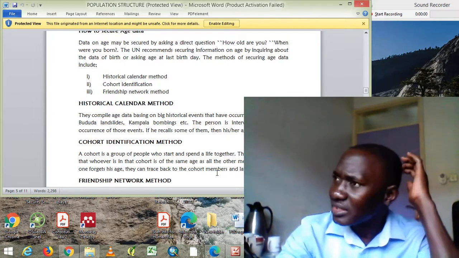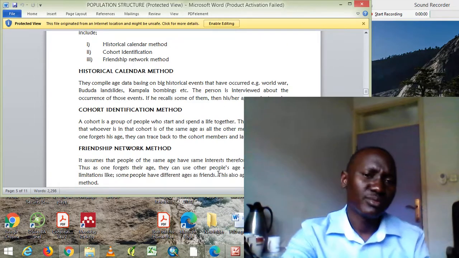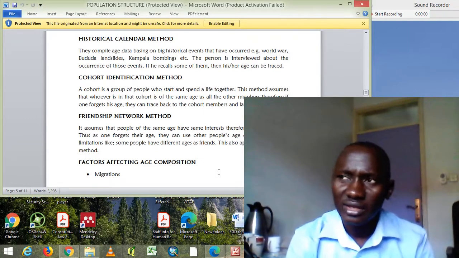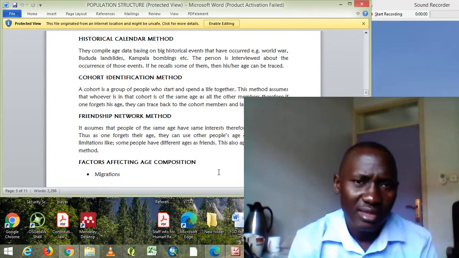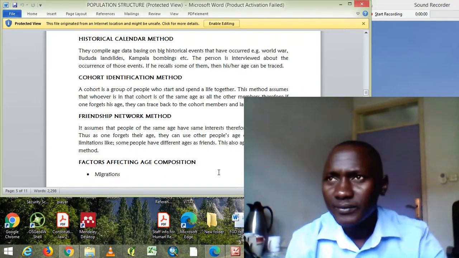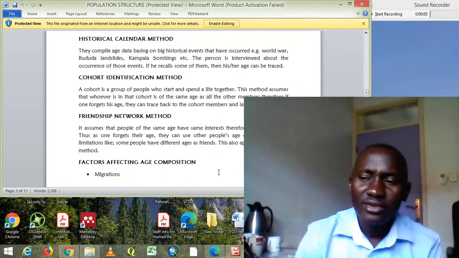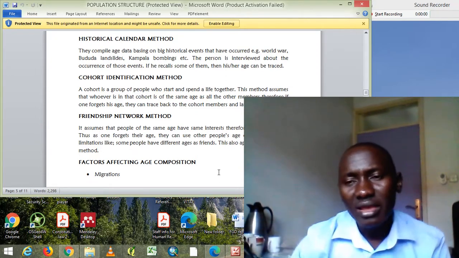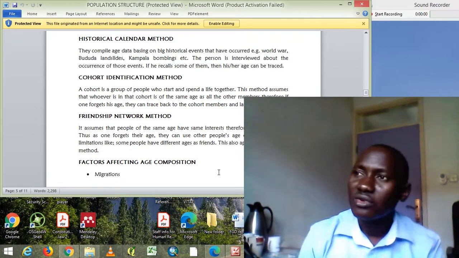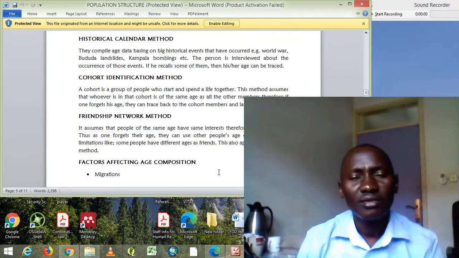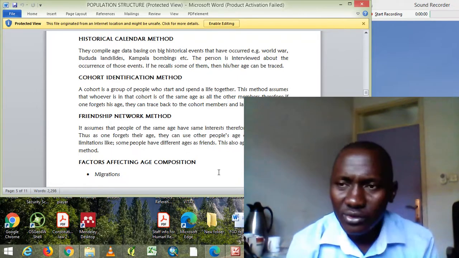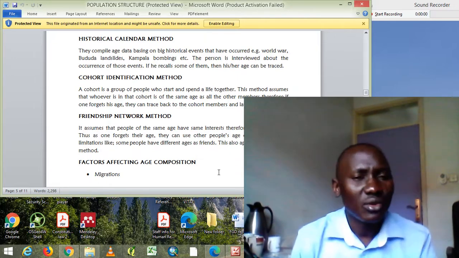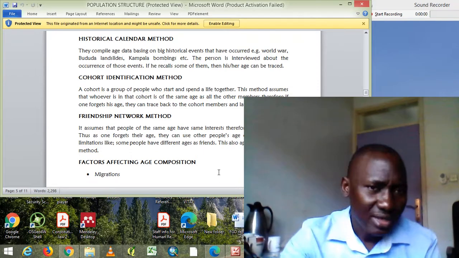Then we have the cohort identification. A cohort is a group of people who start and spend life together. Your P1 classmates are your cohort. You started school together. Some of you have moved together with that person you started with in baby class. Today you are all at university. If I meet that friend of yours and I ask him or her their age, then I will also be able to trace your age, because I assume that if you started baby class together, probably you started baby class at 4 years. So I will know that if you are 32, then the other one is also likely 32 or 31 or 33, not beyond that. So that is the cohort identification.